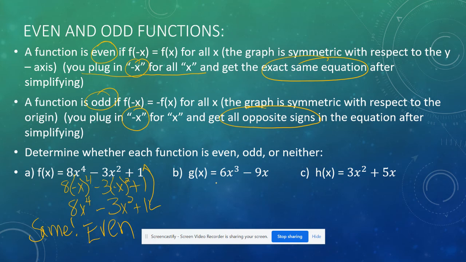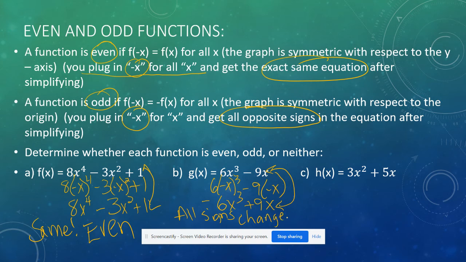Now I'm going to come to this second equation and plug in a negative for all the x's again. We have negative x to the third power. That's odd, so that's going to make that a negative 6x to the third. Negative 9 times negative x is a positive 9x. So when we compare the original to the new, this 6 was positive, now it's negative. This was minus, now it's plus. All the signs changed. And so that makes this an odd function.